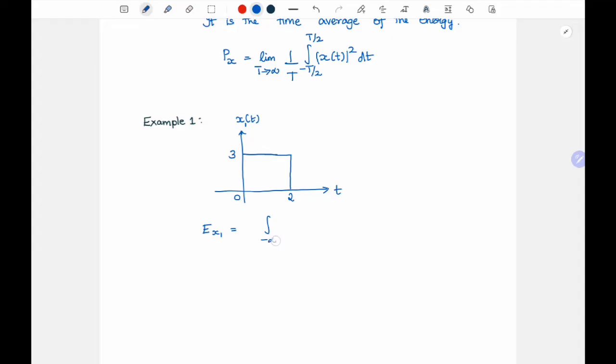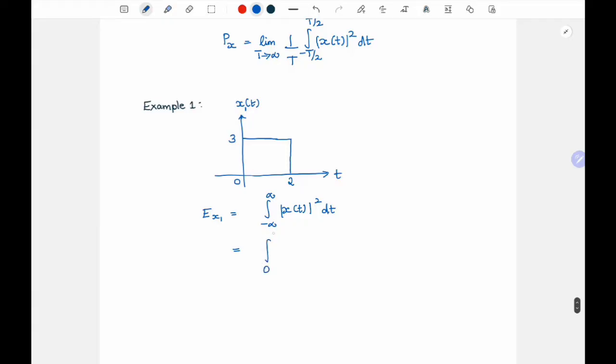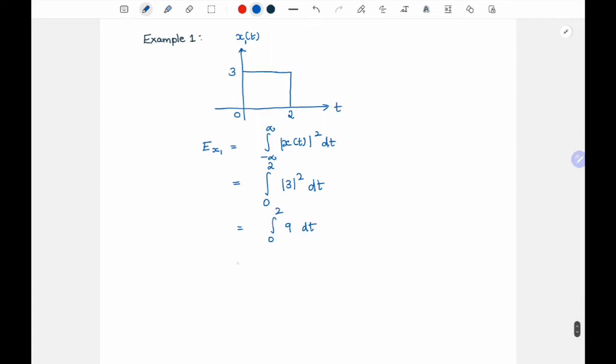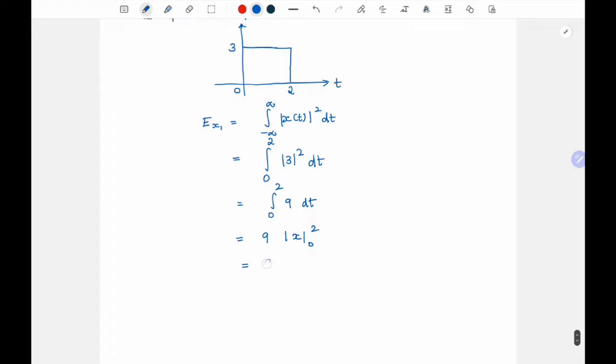Ex1 is the integral from minus infinity to infinity of mod x of t whole square dt. But for t less than 0 and t greater than 2, x of t is 0. So we'll have from 0 to 2, and x of t is 3. So 3 square dt, which is nothing but the integral 0 to 2 of 9 dt. And 9 you can take out and integrate from 0 to 2. So what will you get? 9 into 2 minus 0, which is 2.